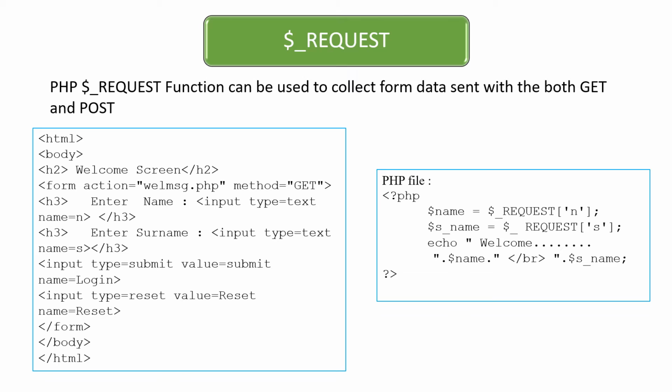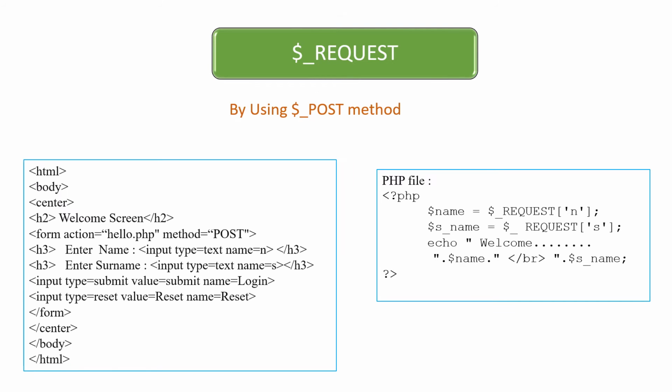The $_REQUEST function can be used to collect the form data sent with both GET and POST. This is one example. In this example, first this is the HTML script. $_REQUEST also works with the POST method. The PHP built-in $_REQUEST variable contains the content of the $_GET as well as the $_POST method.